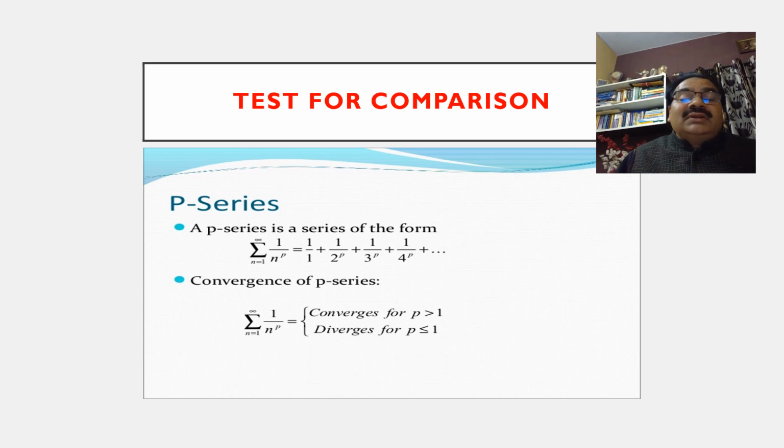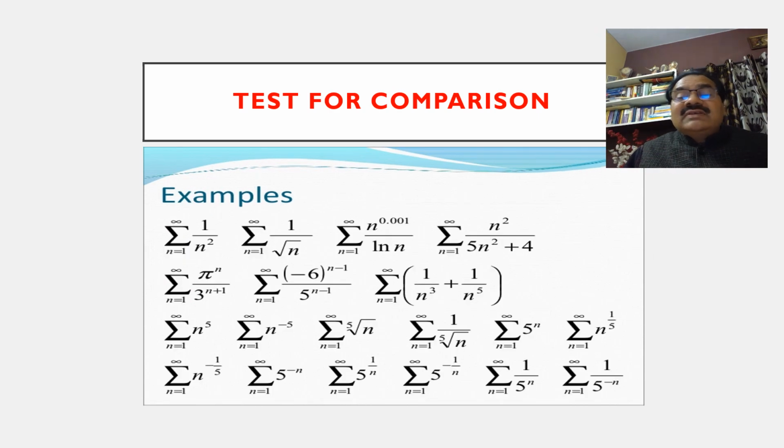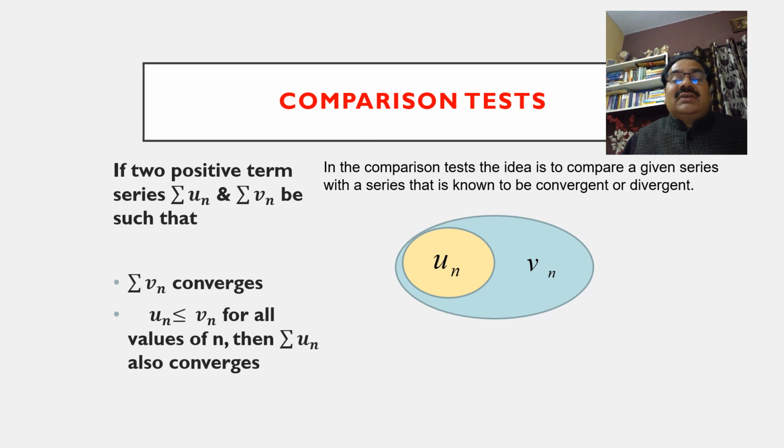So this is about the test for comparison. What is the P test? The P series, summation of 1 by n power p, is a very helpful series for the comparison test. We have to remember a few examples. If you look in any book, you will find certain examples. All the examples I have collected here, so you can test the nature of convergence by applying the comparison test to all of them, which are shown here. For that purpose, you test it.